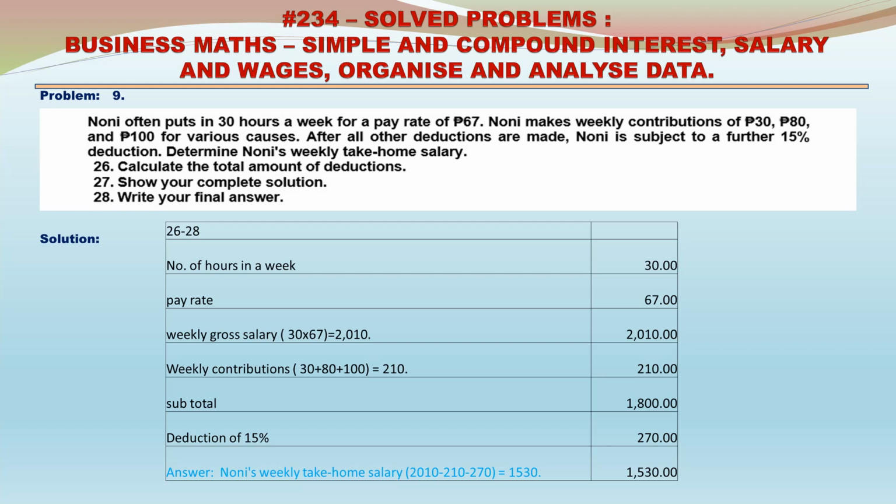Show your complete solution. Write your final answer. Number of hours in a week 30. Pay rate 67. Weekly gross salary: 30 times 67 is 2,010. Weekly contributions: 30 plus 80 plus 100 is 210. Subtotal 1,800. Deduction 15% of 1,800 is 270. Answer: Noni's weekly take-home salary is 2,010 minus 210 minus 270, which is 1,530.